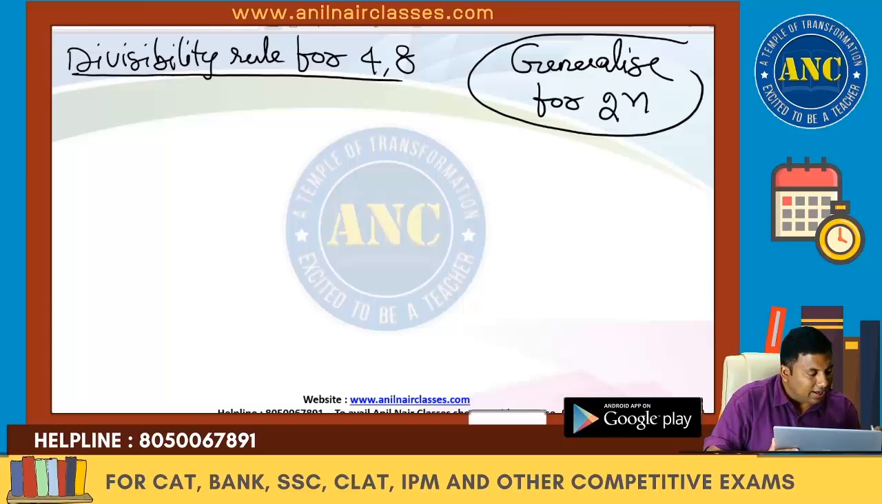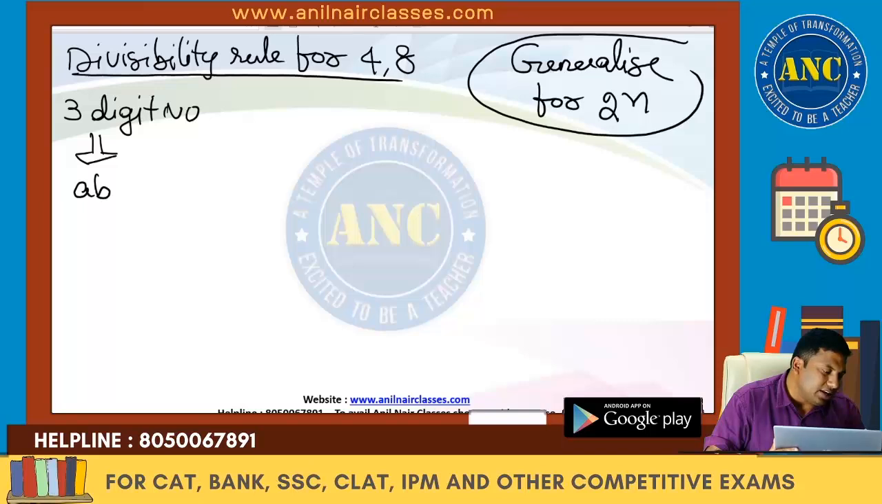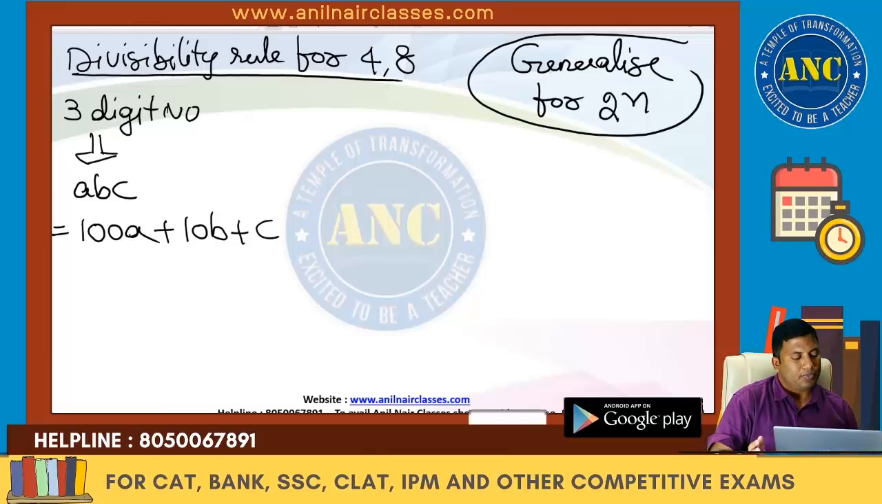Now, I will take a 3-digit number. For example, if it is ABC, A is in the hundreds place, 100A. B is in the tens place, 10B plus C. So the number is 100A plus 10B plus C.